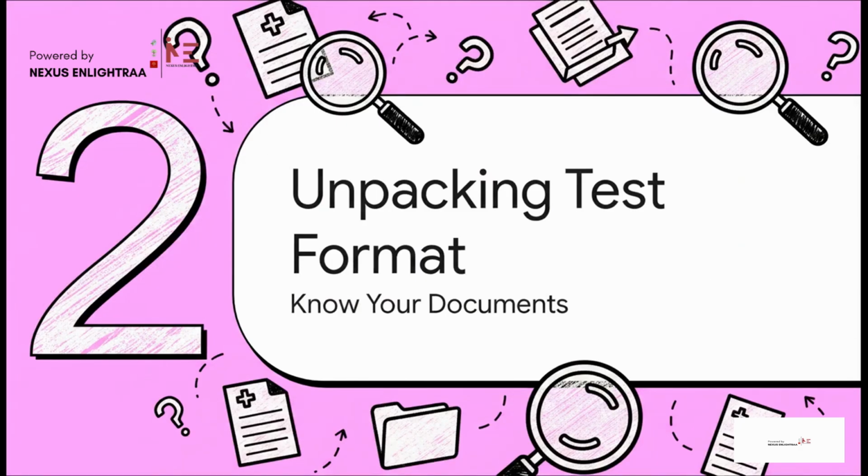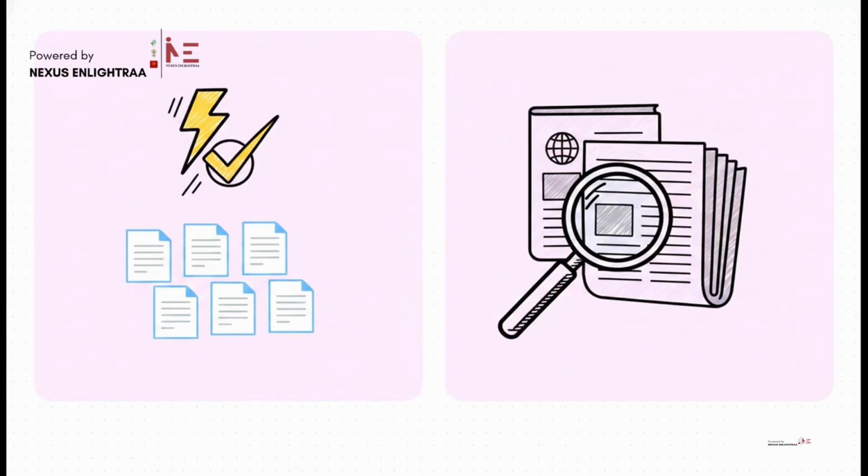Let's move right into Section 2, Unpacking the Test Format. To succeed here, you have to know exactly what kind of documents you'll be investigating. Now, what's really interesting is how drastically different the texts in Part B are from the texts in Part C.